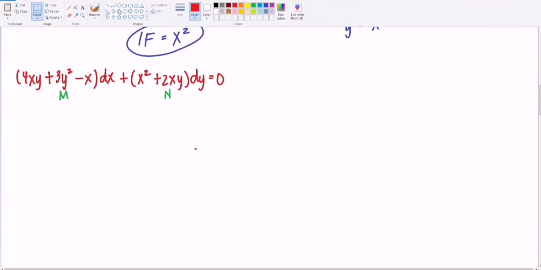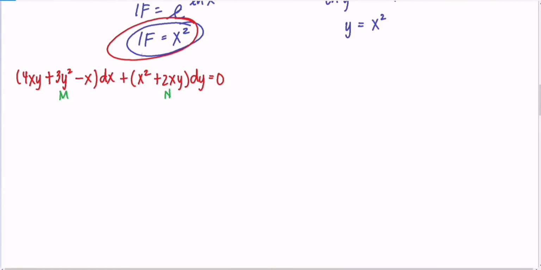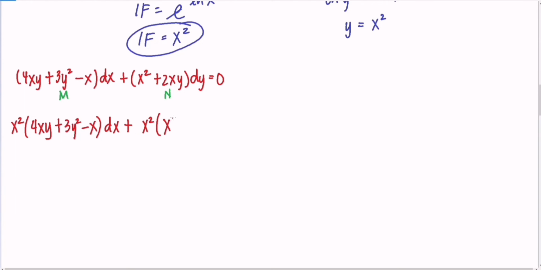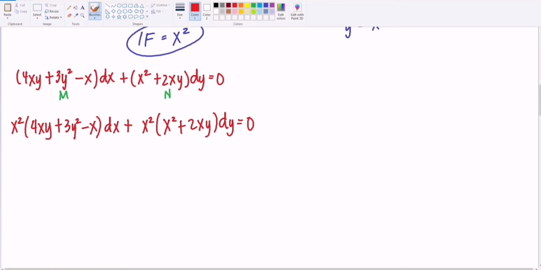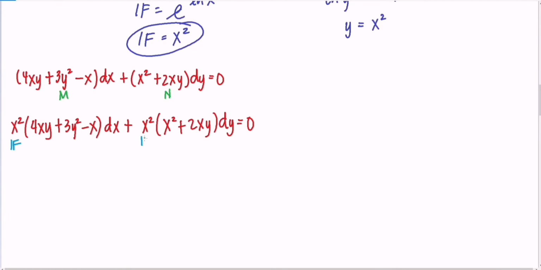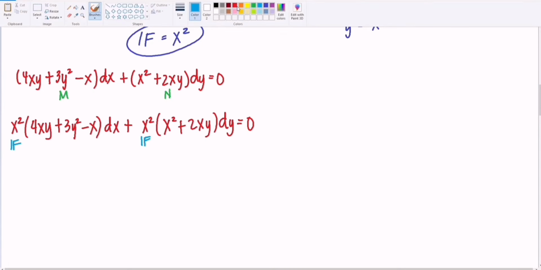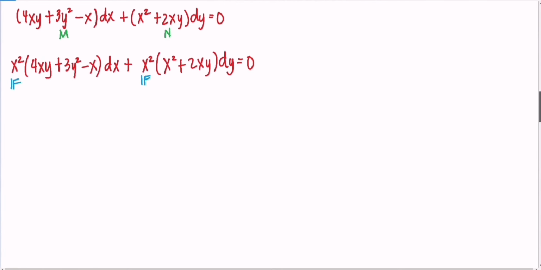So, ang gagawin natin, again, sa integrating factor na nakuha natin na x squared, imumultiply ko yan dito sa equation natin. So, magiging x squared times 4xy plus 3y squared minus x dx. And then dito rin, plus x squared times x squared plus 2xy dy equals 0. So, ito yung ating dalawang integrating factor. Ito guys, ayan. So, yan yun. Imumultiply natin dun sa dalawang ano natin, sa m at saka sa n.